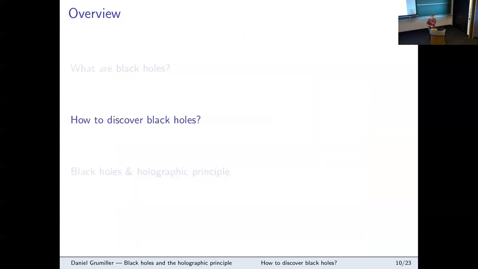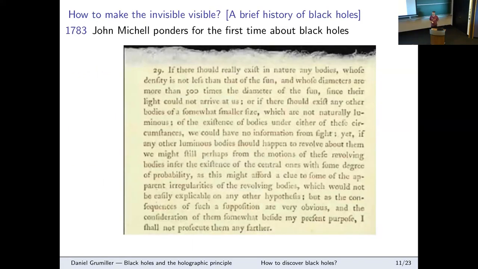Okay, so now we know some basic facts of black holes. They do exist, and they are a bit like semipermeable membranes. You can pass through them, but not exit. Let's now address the question how to discover black holes, or how to make the invisible visible. So I'll present only one slide of this, but it's packed with some information and a bit of history.